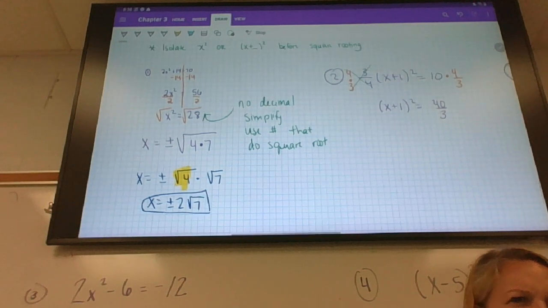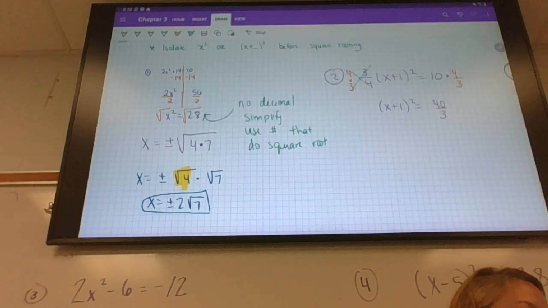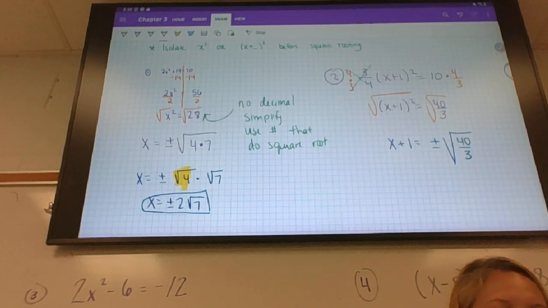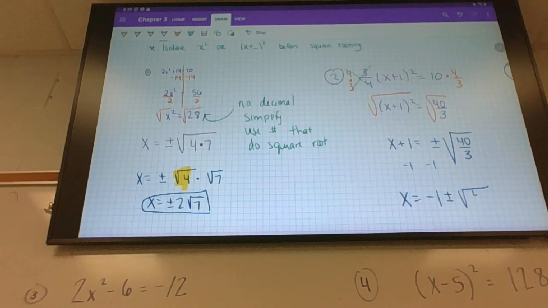Now that the x plus 1 squared is isolated, we will square root both sides. I'm going to use the plus or minus sign, square root of 40 over 3. I don't like 40 over 3 under that radical bar, but it's a decimal. I'm going to leave it. I'm going to do one more thing, and then we're going to move on. I'm going to minus the 1, and it'll be negative 1 plus or minus this ugly fraction. And you can stop there.